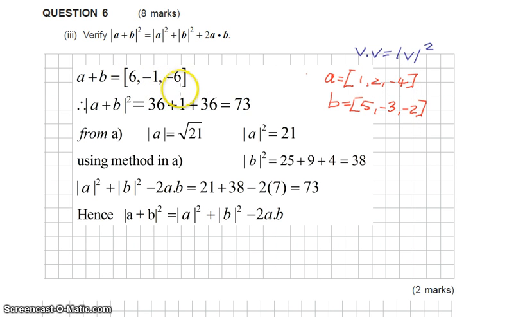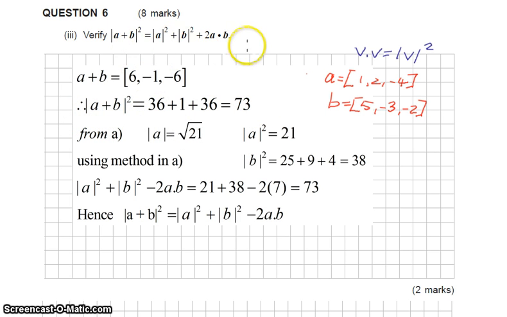Here we need to use another important property of vectors. That is, a vector dot itself is always equal to the square of the modulus of the vector. So over here, we have the square of the modulus of the vector, and it must be equal to the vector dot the vector. So in this case, 36, 1, 36, and the sum is 73. So we have done the left hand side.